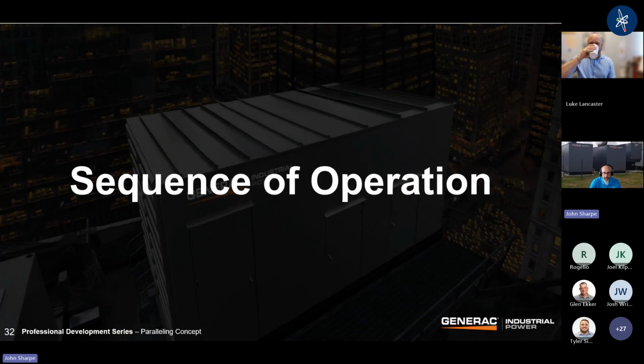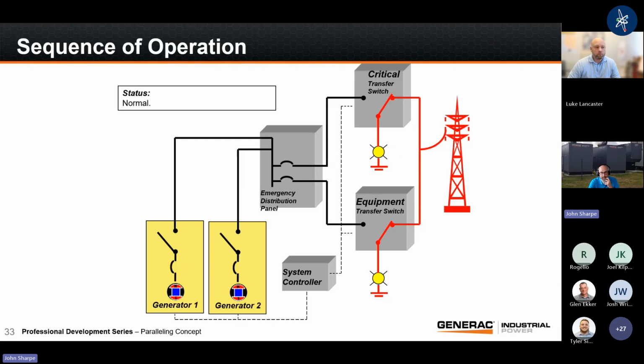Okay, last bit here, I believe, on this presentation. Where am I? My slides. I want to show something to go with just a sequence of operations of how these systems work. This is going to be a 2-generator system with multiple transfer switches. So you can see these 2 gens, 2 transfer switches.